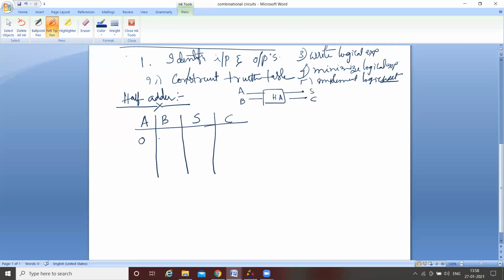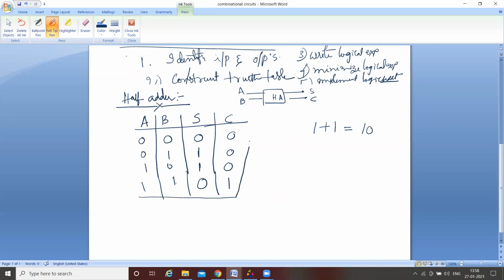Now here are the possible combinations: 0 0, 0 1, 1 0, 1 1. And sum is the addition of these two binaries. 0 plus 0 is 0, so carry is 0. Next, 0 plus 1, sum is 1, carry is 0. Next, 1 plus 0, sum is 1, carry is 0. 1 plus 1 will become 1 0, so 0 is the sum and 1 is the carry.